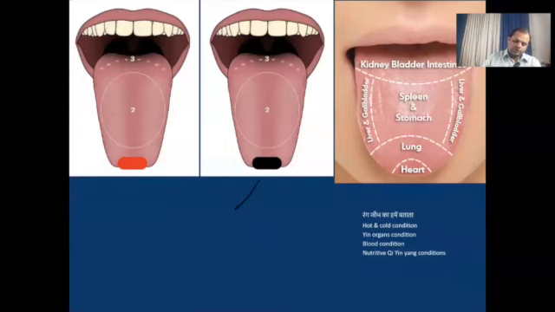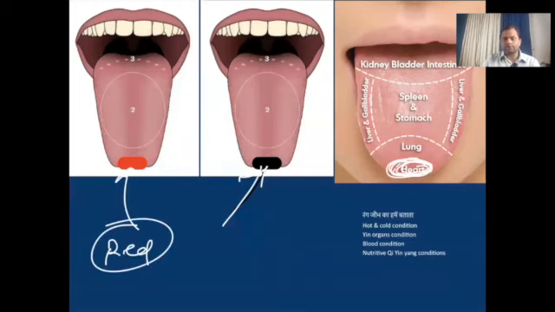So this tongue is showing the black color here. Black color means the color of stagnation, where energy is not flowing. And as per this image, you can see this is the area of the heart. Now in the other image, the tip of the tongue is red.